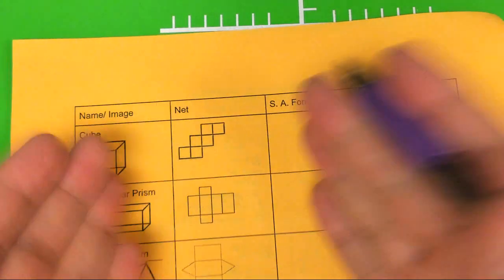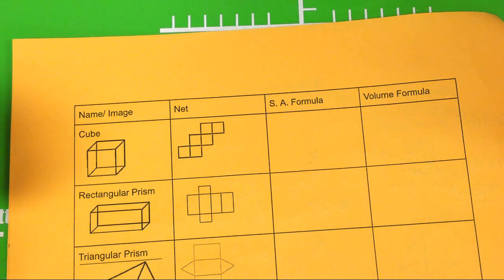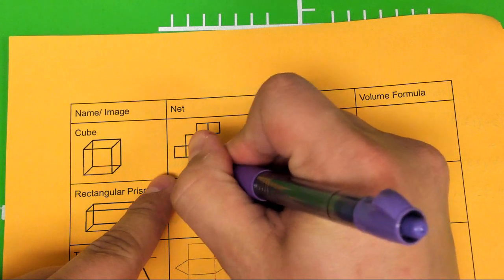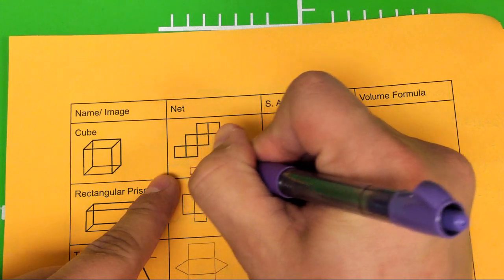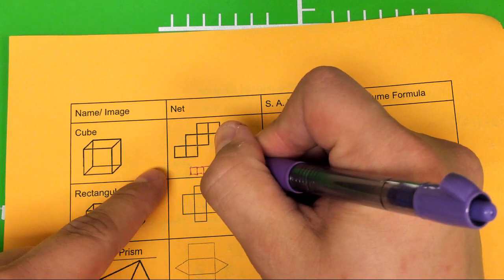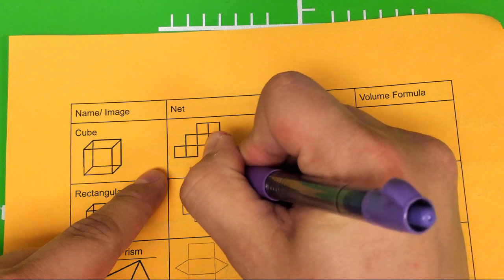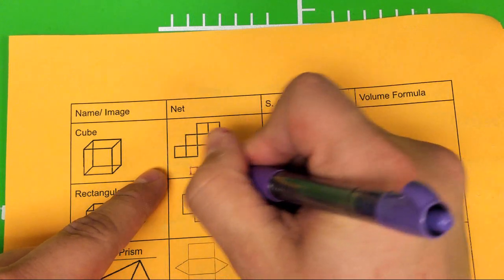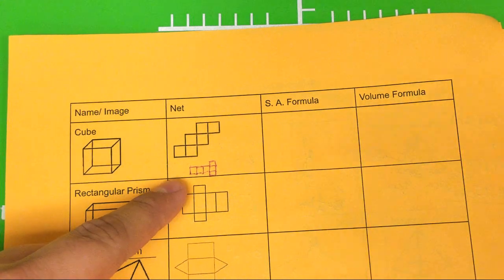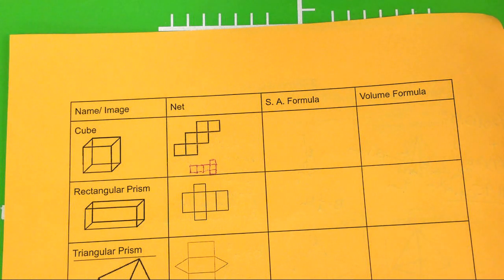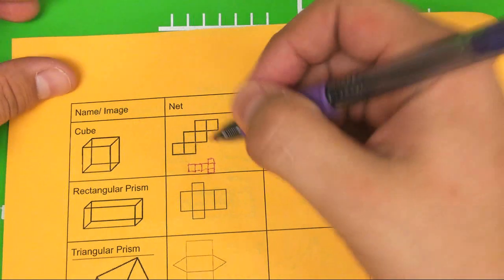Now, the nets over here are not always going to look exactly like this. This one could be 4 boxes in a row, and then 2 boxes on the side, creating a kind of hammer type deal. It could look like that, or it could look like this. But it's 6 squares put together that would form the sides of a cube, and each one is folded up.